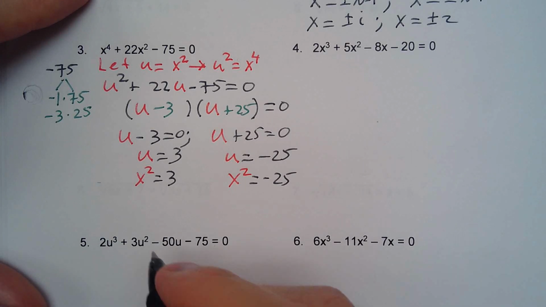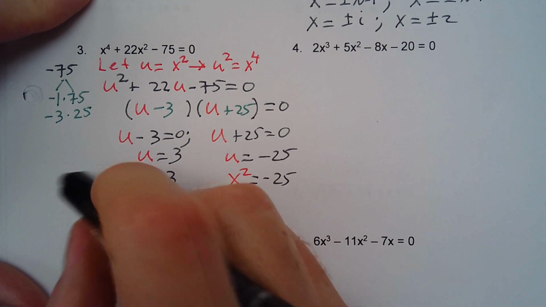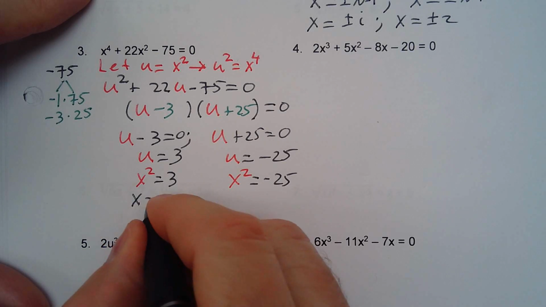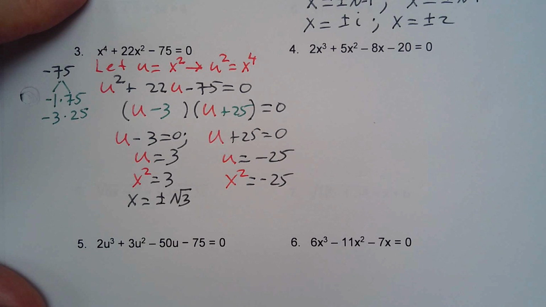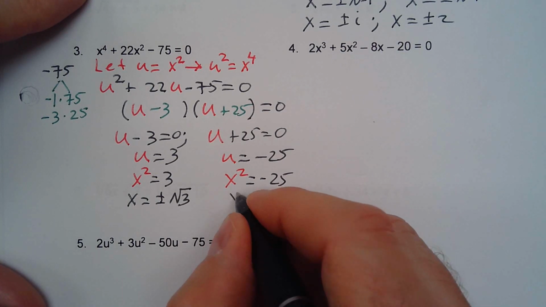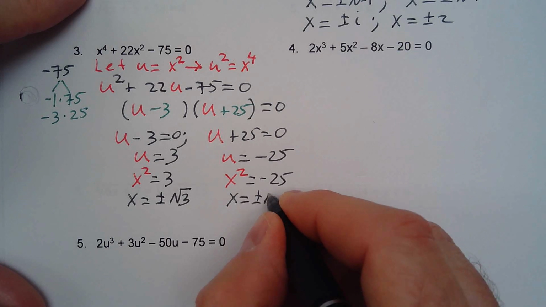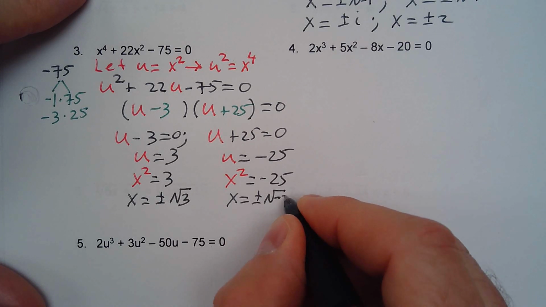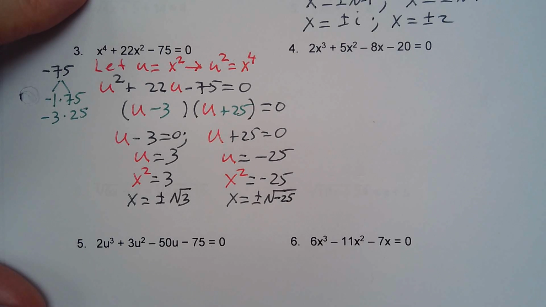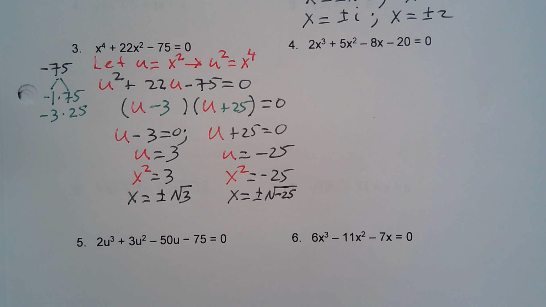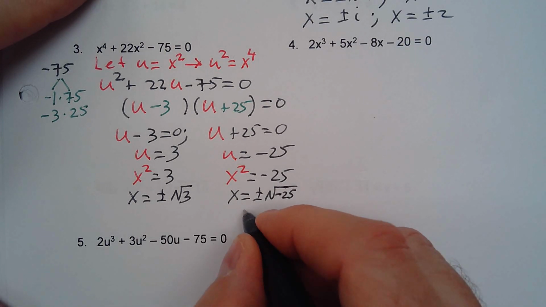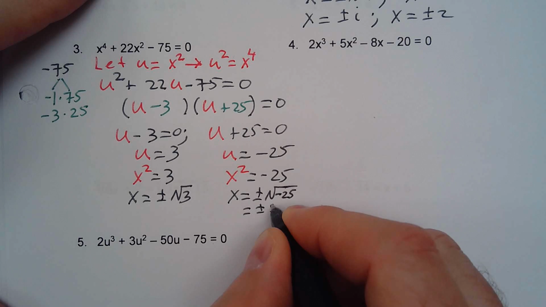So if I use my square root property, that gives me x equals plus or minus square root of 3, so that's done. Use it here, this would be x is plus or minus the square root of negative 25. We have to write that in terms of i, and then square root of 25 is 5, so this would be plus or minus 5i.